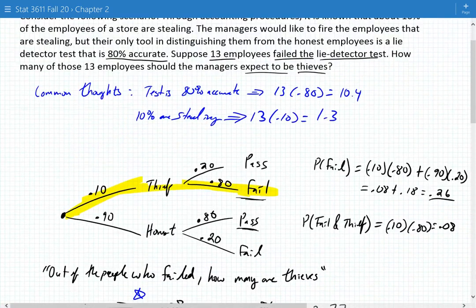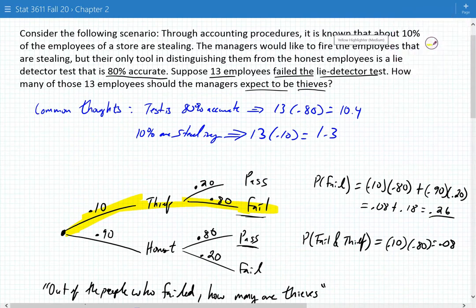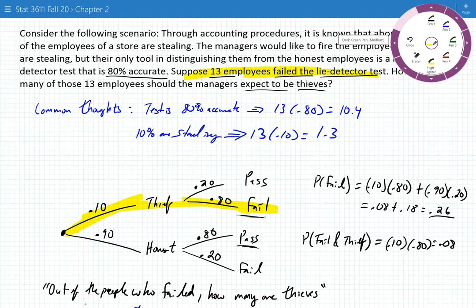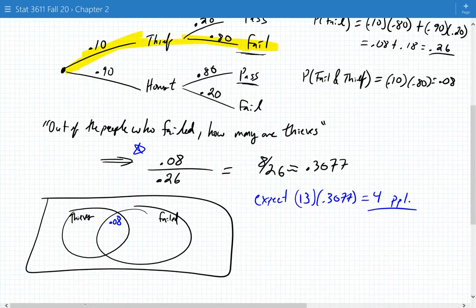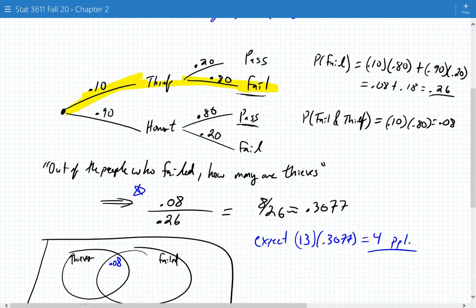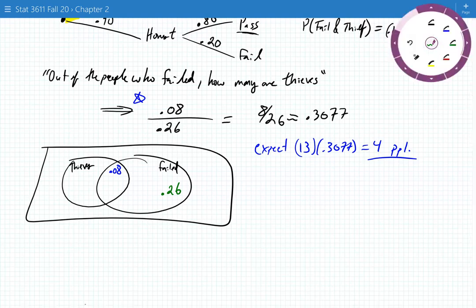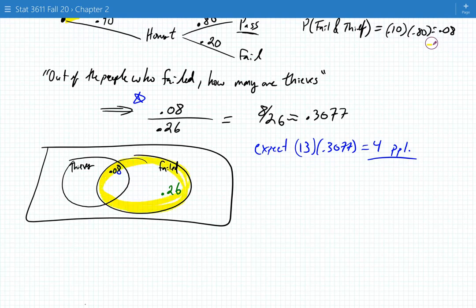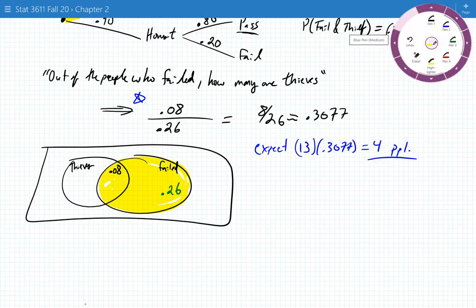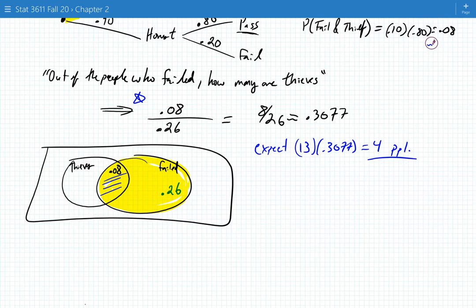Now, we are given a set of 13 employees that failed the test. And how likely is it that someone failed the test? We calculated that is a 26% chance. So the question that we're really trying to answer is, given that we're only in this realm, how likely is it that we're in this other realm? So we're going to take the intersection area divided by the whole area.